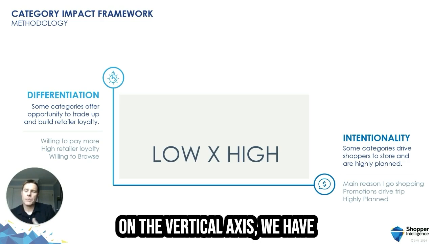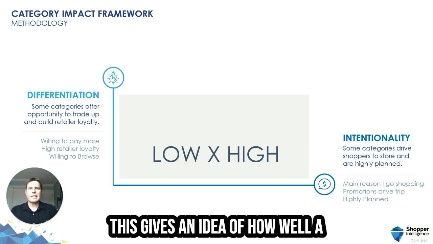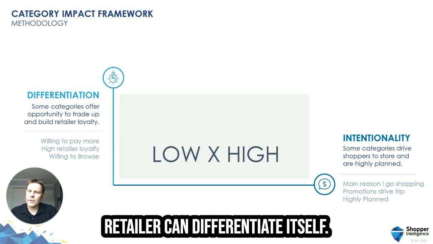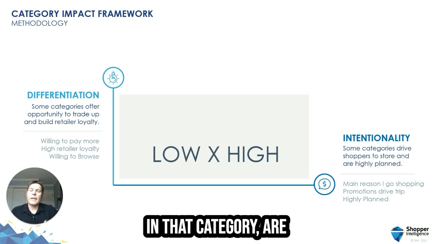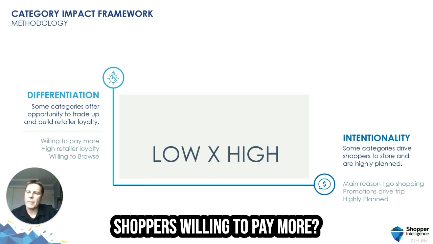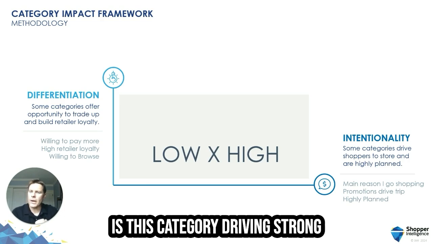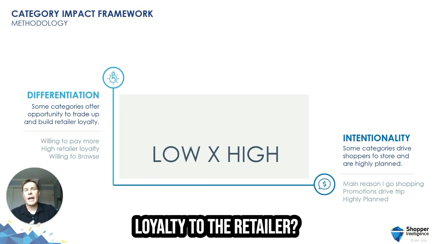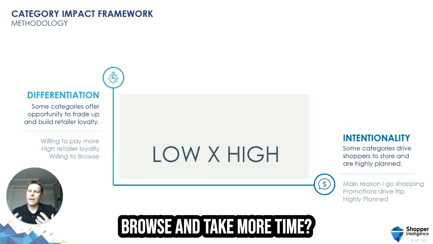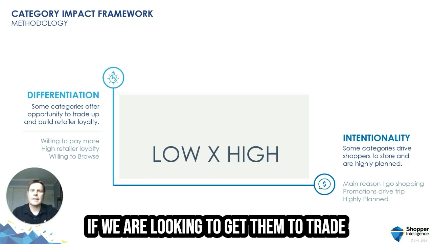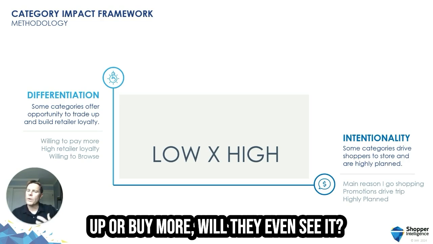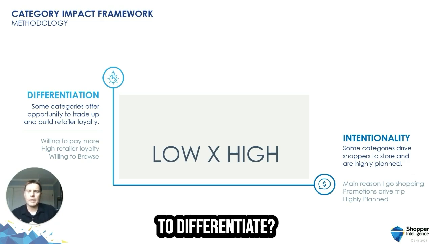On the vertical axes, we have something called differentiation. This gives an idea of how well a retailer can differentiate itself in that category. Are shoppers willing to pay more? Is this a strong driver of retailer loyalty? Is this category driving strong loyalty to the retailer? Are shoppers willing to browse and take more time? If we are looking to get them to trade up or buy more, will they even see it? Do we have that ability to differentiate?